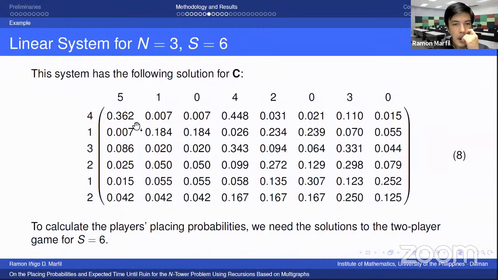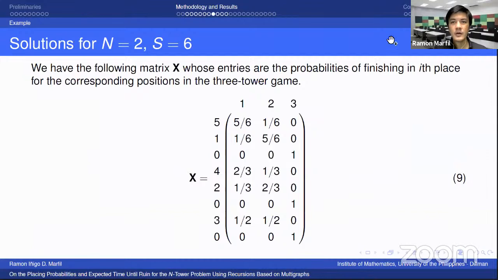Okay? And again, to calculate the players' placing probabilities, we need to repeat this. We need to apply the algorithm again to solve the two-player game, or the two-tower game, for S equal to 6 for the same wealth total. Okay. Now we have the following matrix X, whose entries are the probabilities of finishing in ith place for the corresponding positions in the three-tower game.